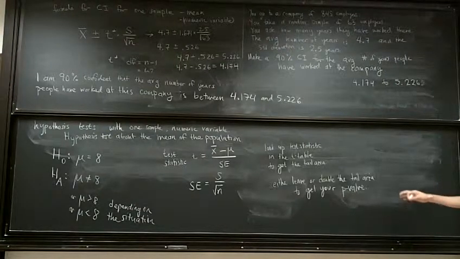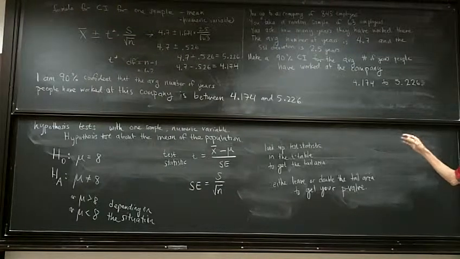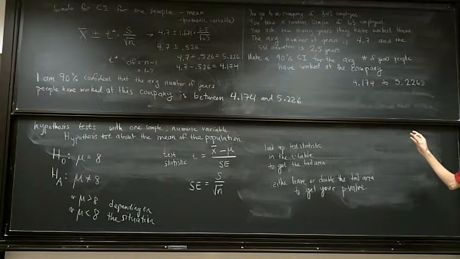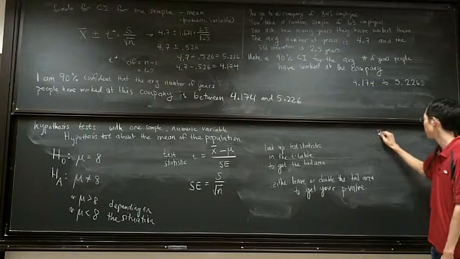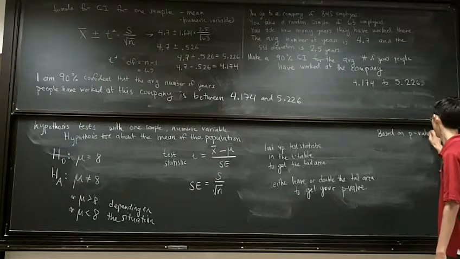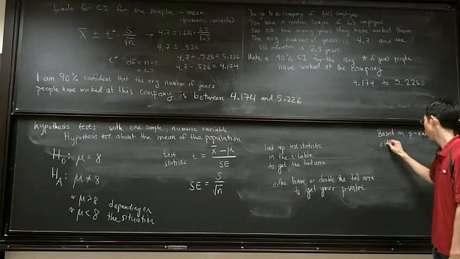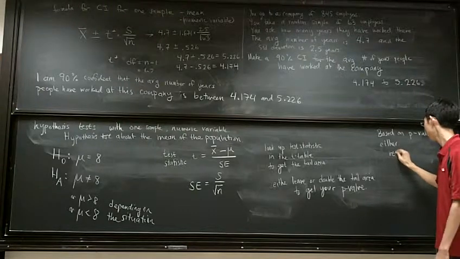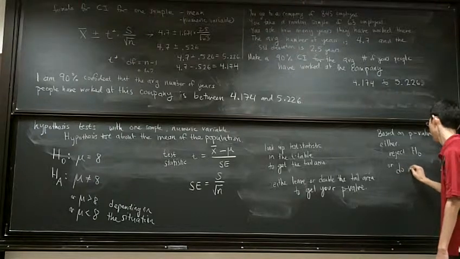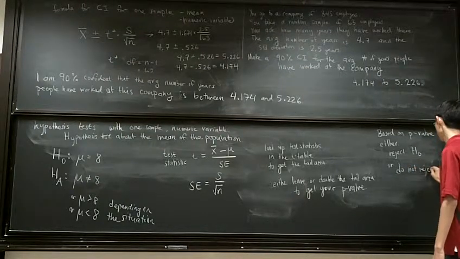So far so good? Yes. And then your p-value, what do you do with that? You compare it to alpha, or 5%, or whatever it is, and you decide whether to reject the null hypothesis or not reject the null hypothesis. Okay, so based on your p-value, either reject H0 or do not reject.